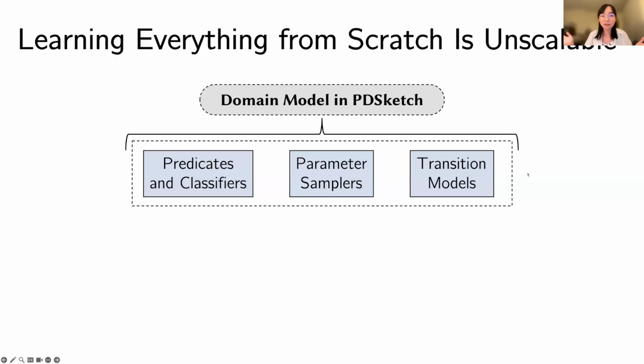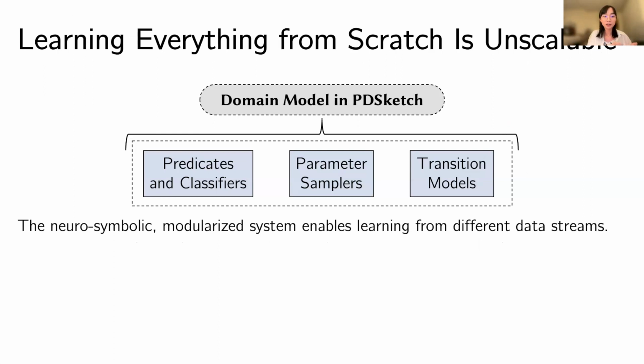However, as you can imagine, learning everything from scratch can be relatively unscalable. So I'm going to later talk about concrete ways that we can leverage this kind of neuro-symbolic modularized system to enable learning from different data streams. Due to time limits, I'm not going to talk about this work in detail, but just briefly mention the high-level idea for our 3 different projects trying to tackle the learning problem for each of the 3 parts in this diagram.